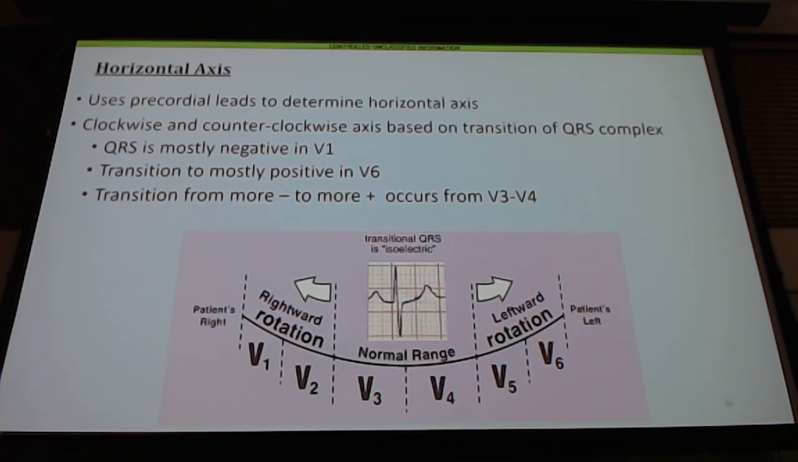If for some reason there's a rightward tilt, like a right axis deviation, right ventricular hypertrophy, something like that going on, you're going to see the opposite, where now you are mostly positive in V1 and mostly negative in V6. So when you look at different EKGs, look at the QRS and the propagation of that QRS complex.